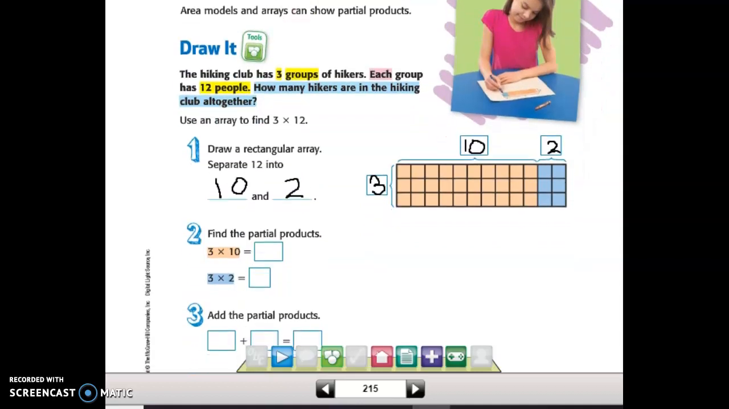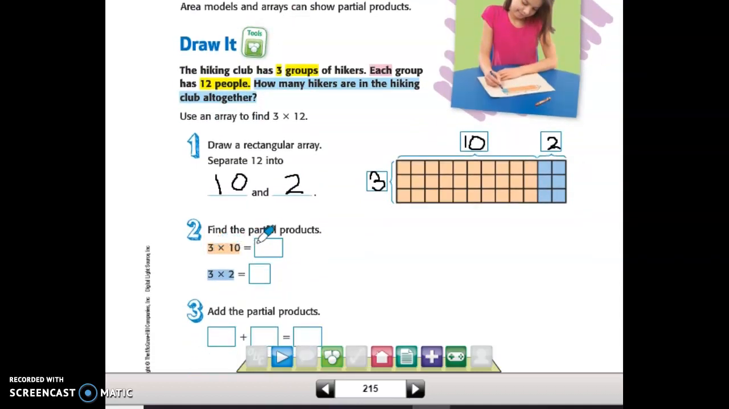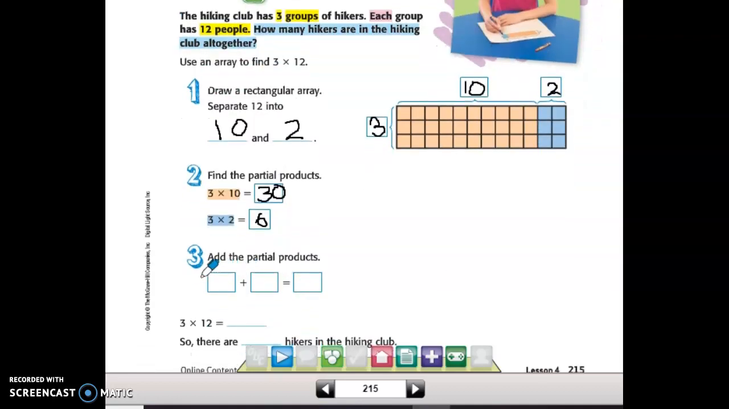And those partial products, 3 times 10 is 30. This is the piece that you should start being able to do in your head. 3 times 2 is 6. And then we add those. 30 plus 6 is 36. So 3 times 12 is 36. And there are 36 hikers in the hiking club.